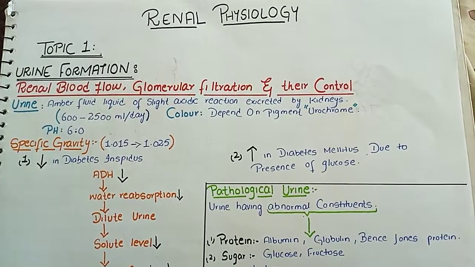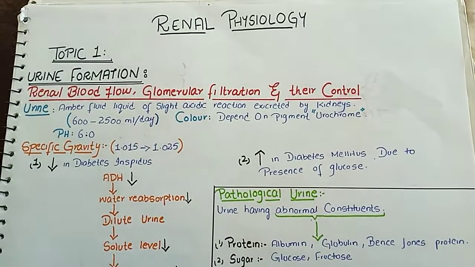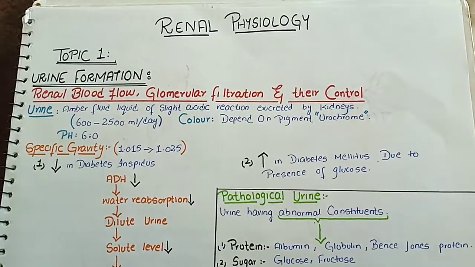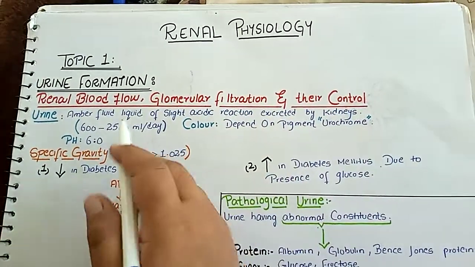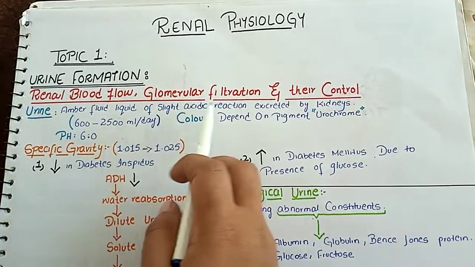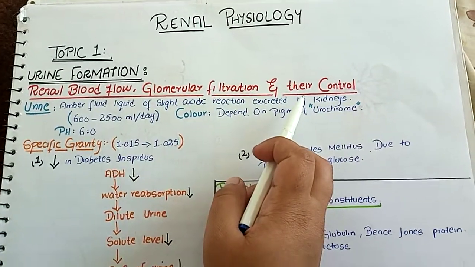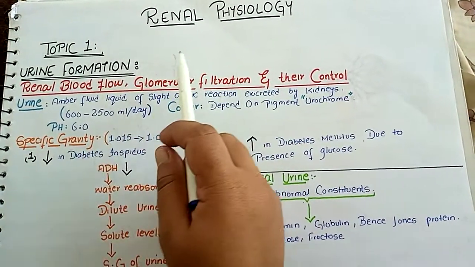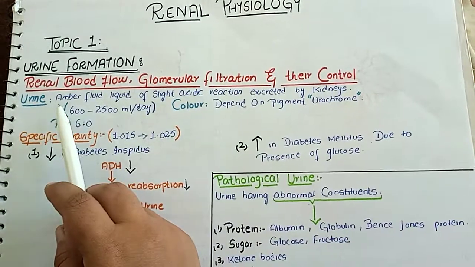So today my topic is renal physiology, and the first unit of renal physiology from Guyton is urine formation, renal blood flow, glomerular filtration, and their control. So the main function of the kidney is the formation of urine.